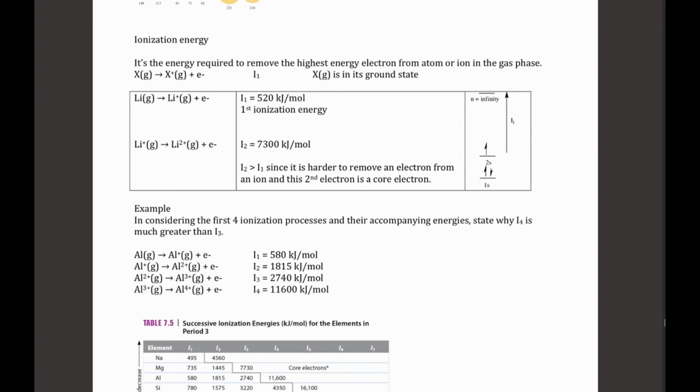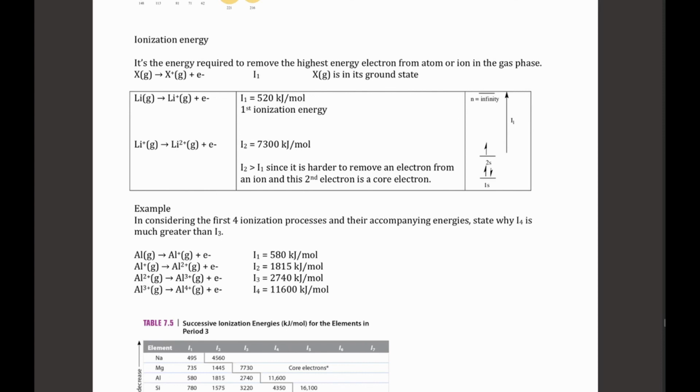Our next trend we'll talk about is ionization energy. It's the energy required to remove the highest energy electron from an atom or an ion in the gas phase. So we could represent that by this reaction here, X gas yielding X plus gas plus an electron. That would be its first ionization energy, X being in its ground state if we're starting with an atom. So lithium gas forming Li plus and an electron, that would take 520 kilojoules per mole. That's its first ionization energy value.